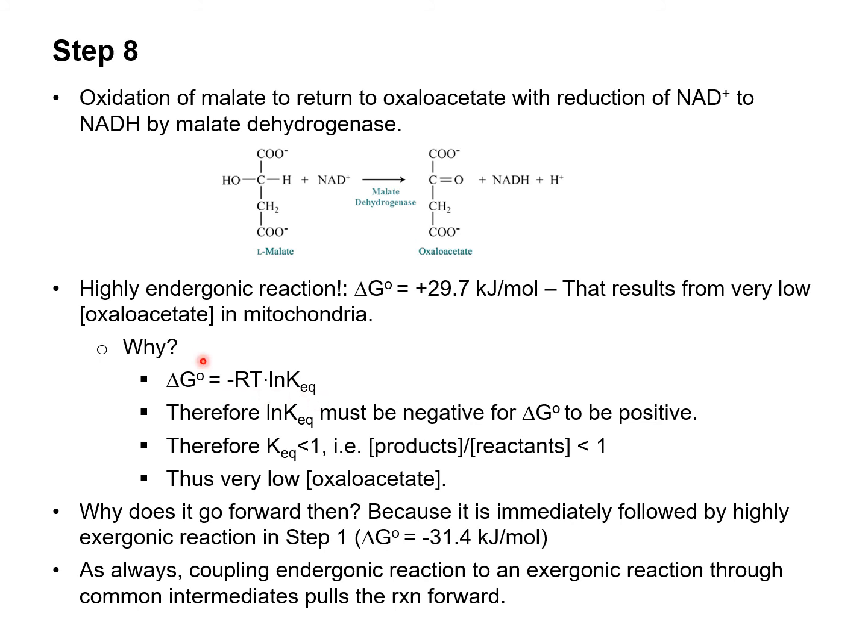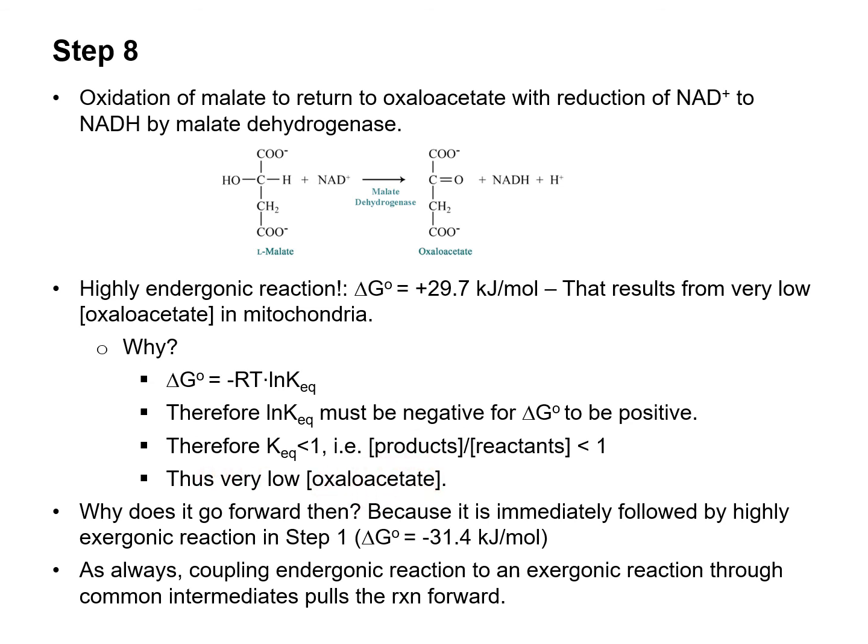And in order for this delta G naught to be positive, ln KEQ must be negative. And therefore, this KEQ should be smaller than 1 because it's in the ln, the logarithm. And this KEQ is the ratio of the concentration of the products and the concentration of reactants. So this products to reactants concentration ratio should be smaller than 1. And since this delta G naught value is quite high, this ratio should be much smaller than 1. So that means the product's concentration, which is the oxaloacetate concentration, is going to be very low.